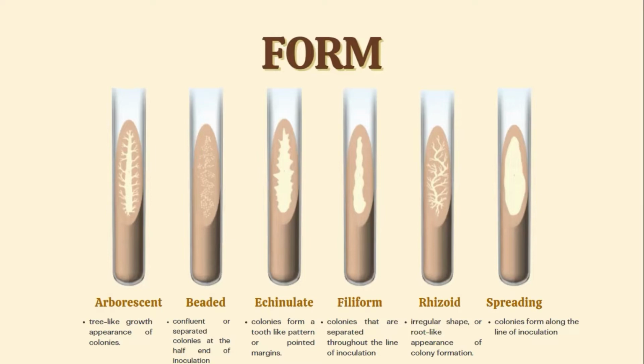It can be filiform, wherein colonies are continuous throughout the line of inoculation. It can be rhizoid, wherein it is irregular in shape, with a root-like appearance of colony formation. And the last one, it can be spreading, wherein colonies spread beyond the line of inoculation.